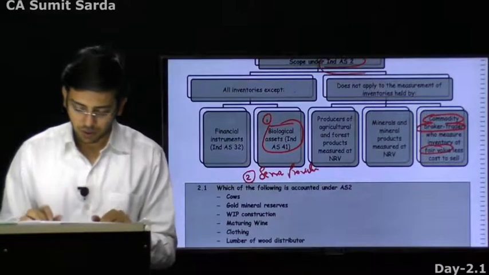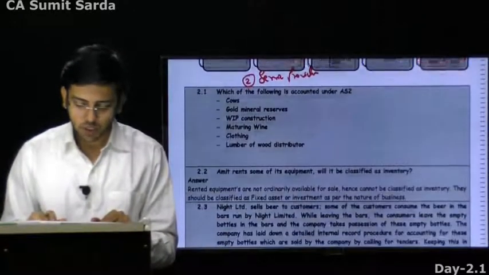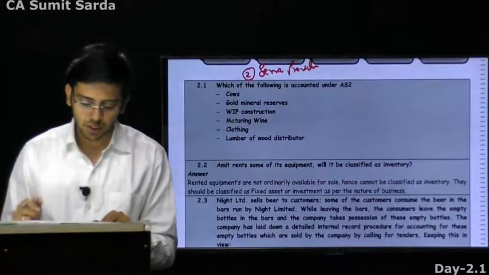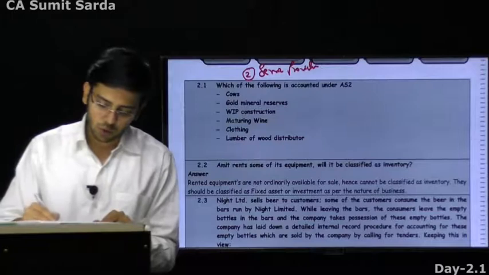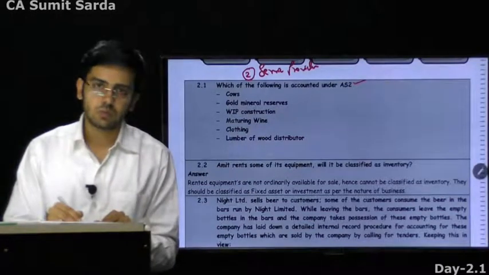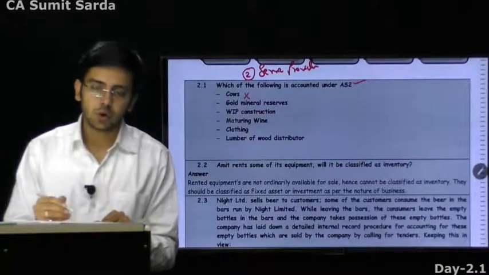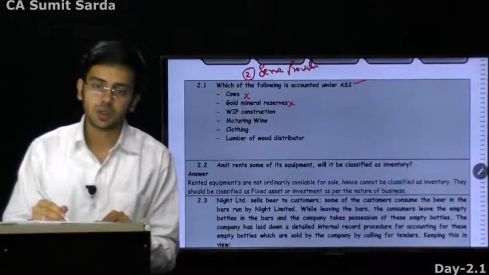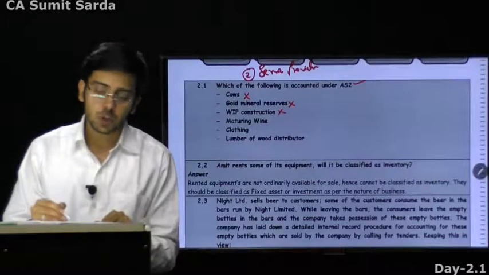Okay, so we'll move ahead. We'll look at certain answers as per accounting standard. If required, I'll ask you to answer them as Indian Accounting Standard as well. Which of the following are accounted as per AS 2? When I talk about cows, livestock is excluded. Gold, mineral reserves, we have seen mines, minerals and ores are excluded. WIP construction is excluded.